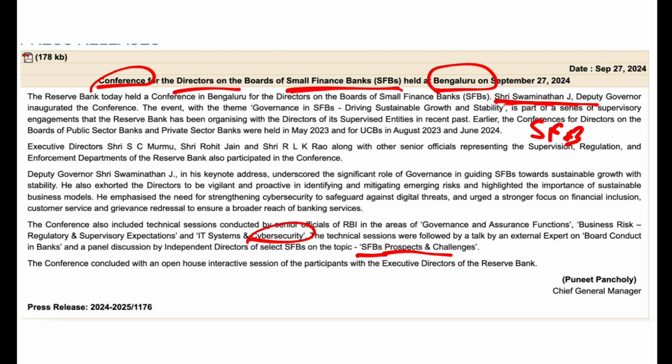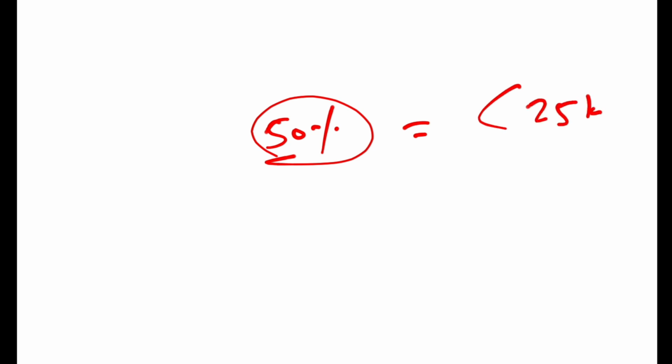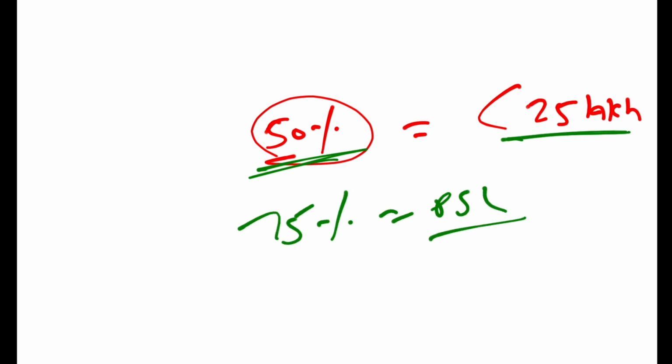Small finance banks were opened in India on the recommendations of the Usha Thorat Committee. And of course, they have some restrictions. For example, 50% of the loans that they give should be less than 25 lakh rupees in value, right? 75% priority sector lending is there for small finance banks. So these are some guidelines.